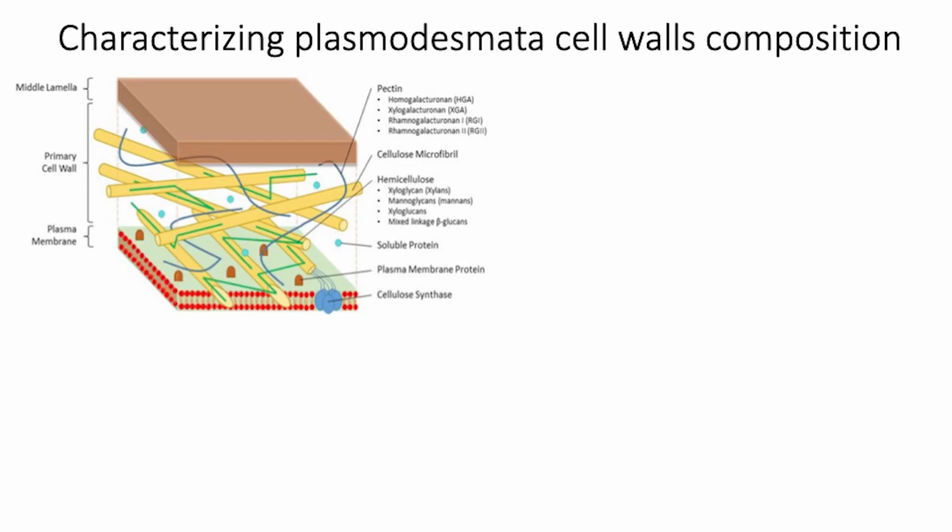Cell walls are really a complex mixture of polysaccharides. So they are made of pectins, cellulose, hemicelluloses, soluble proteins, and all these polysaccharides make the cell wall very complex to study. So how do we access information on what are the specific characteristics or features of cell wall Plasmodesmata?